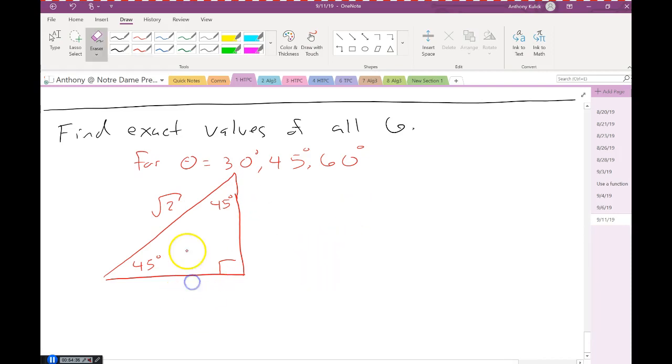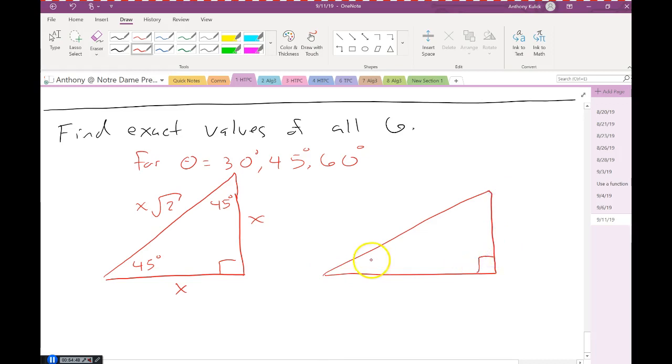Oops. Maybe we'll do X. That's pretty poor. Pretty poor, Kulak. Raul.